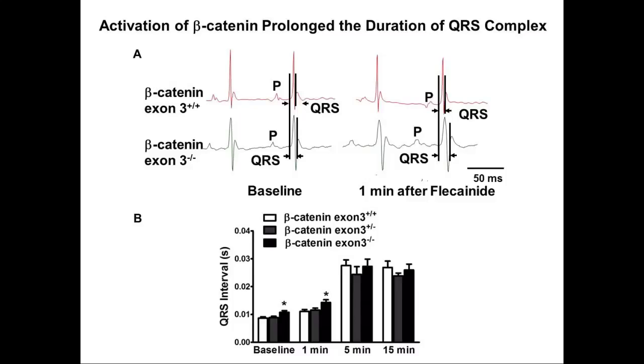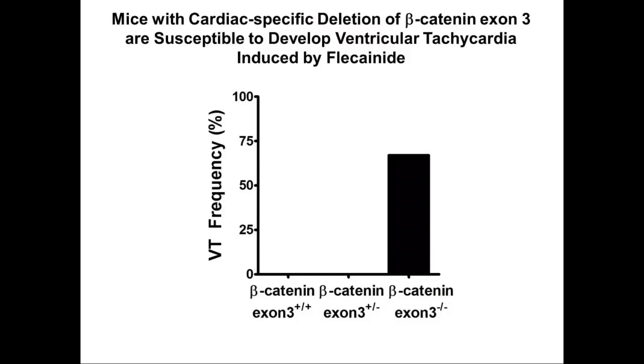We also further analyzed the data, for example the QRS, to see what's going on. At baseline, we found that the QRS is prolonged after activation of beta-catenin. Then 1 minute after administration of this medicine, you can see the QRS is further prolonged. But after 5 minutes and 15 minutes, the QRS prolongation is about equal. Most likely, after the injection of this medicine, the beta-catenin block is saturated.